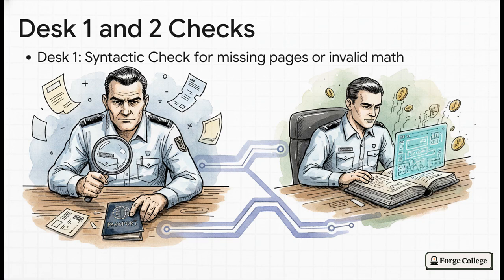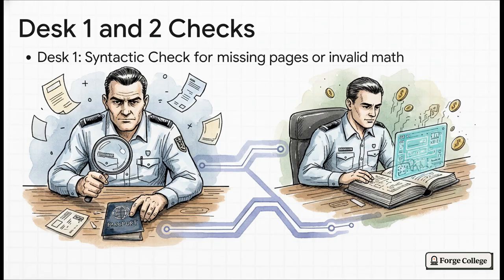At desk 1, the syntactic check, the border officer essentially looks at the passport and asks, hey, are there missing pages? Is the math sensible? Is this written in crayon? Are there negative outputs? If the transaction data is just malformed gibberish, it is tossed instantly. The node outright refuses to waste its CPU on it.